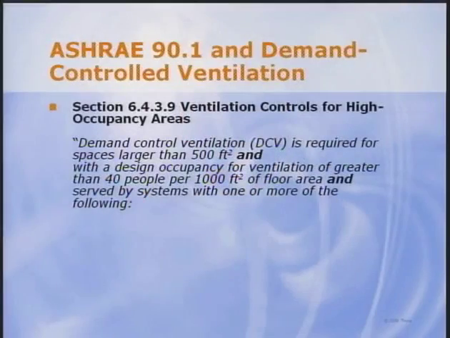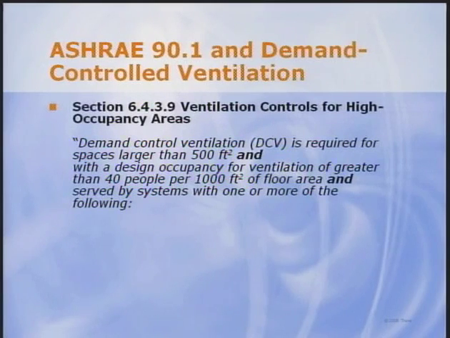While demand-controlled ventilation saves energy, it isn't always required by Standard 90.1, which defines the minimum requirements for an energy-efficient building. But there are some specific systems for which 90.1 requires demand-controlled ventilation. Let's look at them. Section 6.4.3.9 of 90.1-2007 is titled Ventilation Controls for High Occupancy Areas and is mandatory. It specifically describes when DCV controls are required. The text of the standard is shown on the slide.